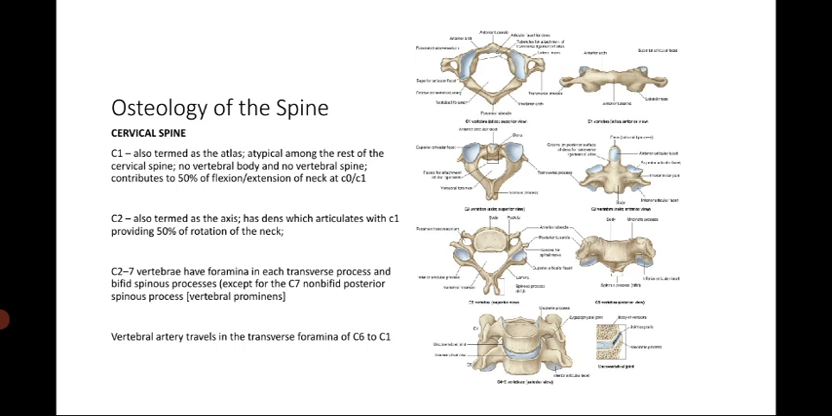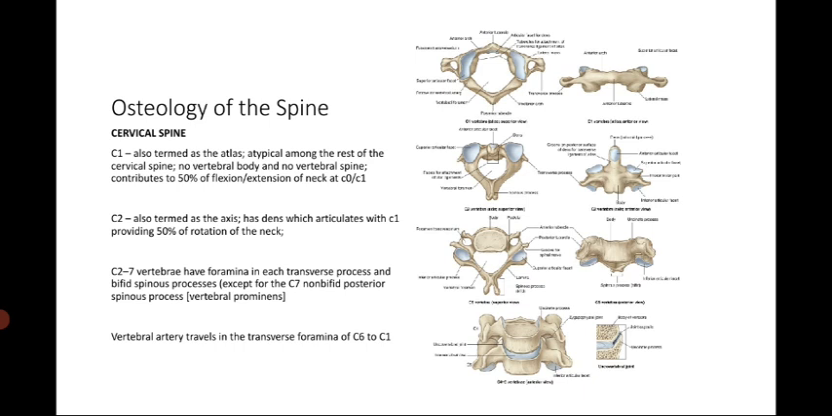Next, we have the C2, also termed the axis. It is also atypical because it has what we call the dens, which articulates with C1, providing 50% of the rotation of the neck. Next, we have the C3 to C7 vertebrae, which have foramina in each transverse process, and they also have bifid spinous processes, except of course for C7, because it has the vertebra prominens.